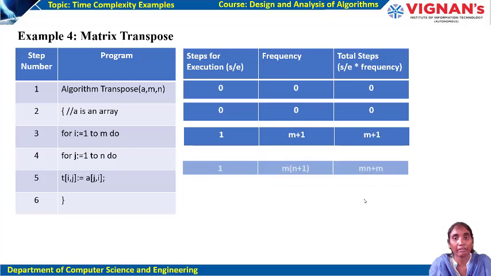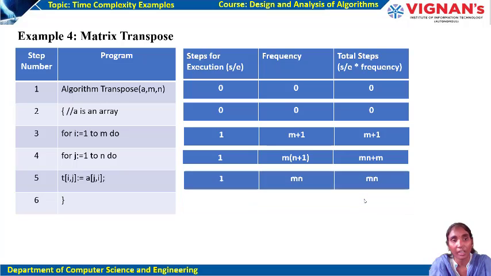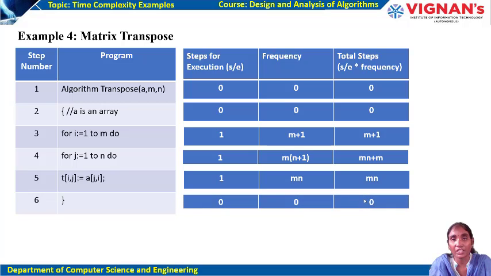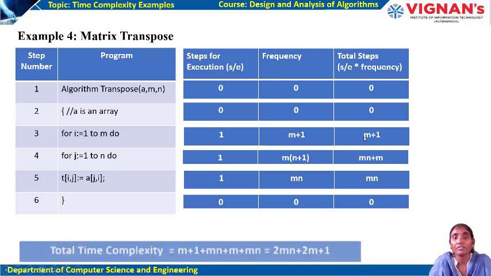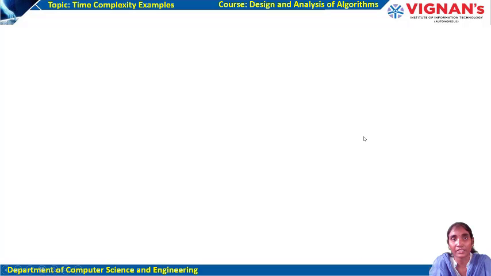m plus 1, and then m into n plus 1, and then T of ij is equal to A of ji. How many times is this? mn times, m into n. And finally 0. And finally we have to add them. mn plus mn is 2mn plus 2m plus 1. This is the final time complexity of transpose of a given matrix.